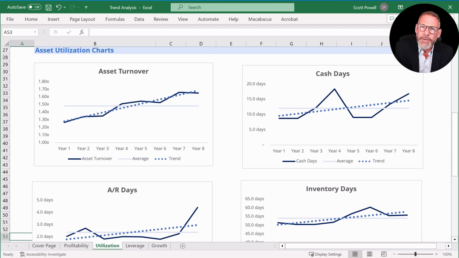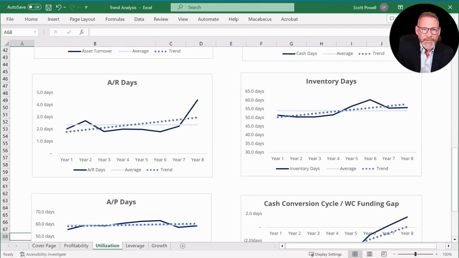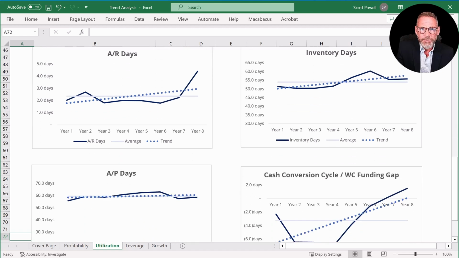Now, when we go down to the asset utilization charts, one of the things you're going to see is that the trend line will automatically be drawn, but you have to be really thoughtful about whether that trend is truly self-evident or is just being influenced by a few data points. So asset turnover, yes, does look like the trend is clearly up, which is great. But when I look at cash days, you can see that volatility. And it looks like the trend line's up, but I would argue that no, that's not necessarily a self-evident trend. Same thing with accounts payable days, inventory days, and accounts receivable days.